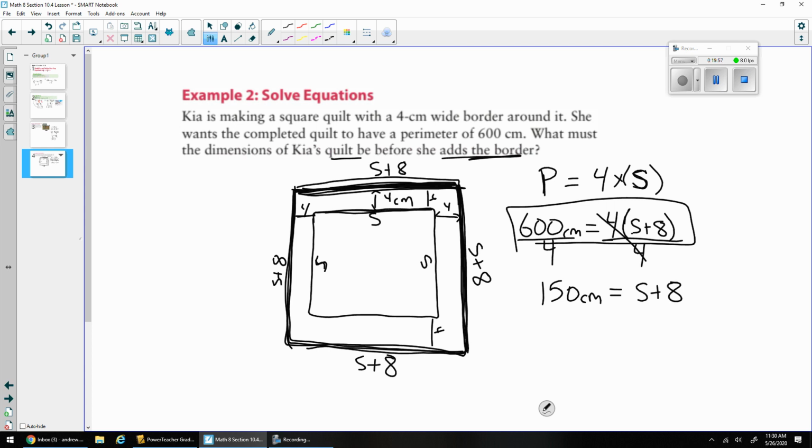And then we just have the S here, and we want to subtract 8 on both sides. And so we get 142 centimeters is equal to the side length of her quilt before she adds the border. So if she wants the total thing to have a 600 centimeter perimeter, she would need to make her initial quilt, each side length, be 142 centimeters.